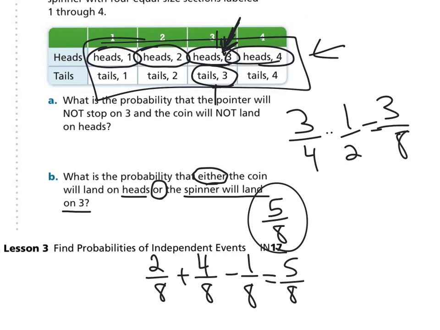Okay, and like I said, probably the best way, the easier way for you guys is just going to be to draw that table and work it out from there. It's a little bit less thinking involved with what's going on. So this gives you an idea of how to work with probability of independent events.